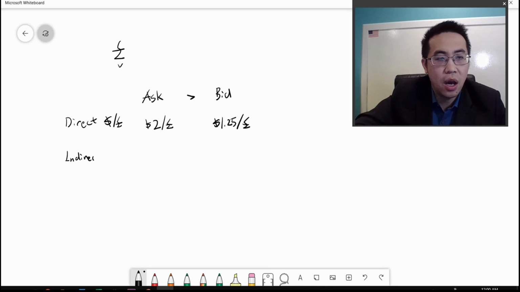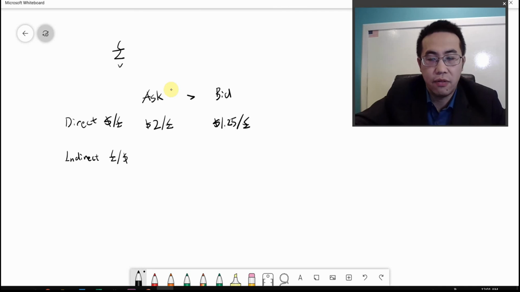And we also have an indirect quote. The indirect quote is also called the European terms. That is basically the amount of a foreign currency in exchange for $1 US. And you take the reciprocal to get the indirect from the direct. If you take the reciprocal, then $2 per pound will be half a pound, or 0.5 pound per dollar, and $1.25 per pound would be 0.8 pound per dollar.